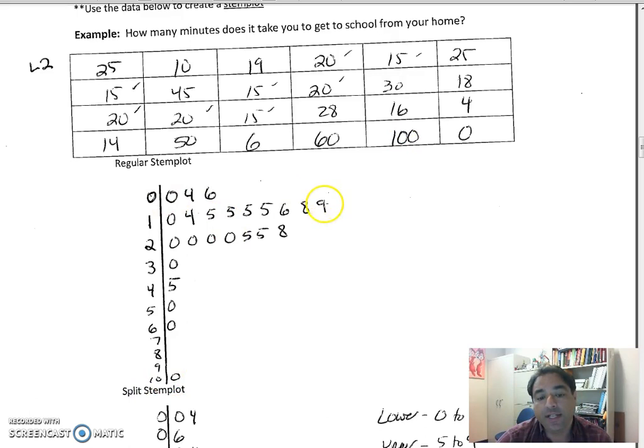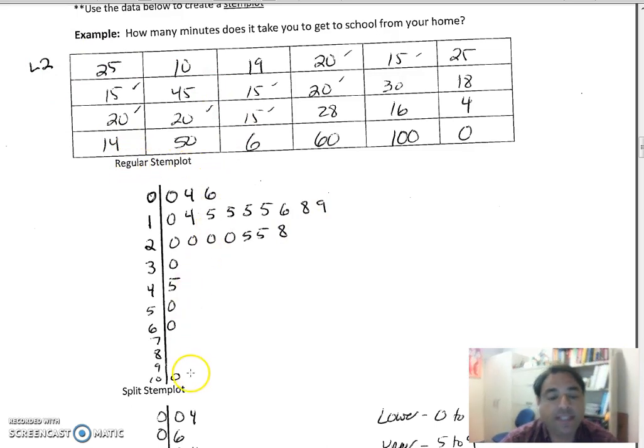So it's kind of like a histogram. And if you turn your head to the side, this way for you, you'll notice that it looks exactly like a histogram, but we can do it by hand. But we also have something called a split stem plot.